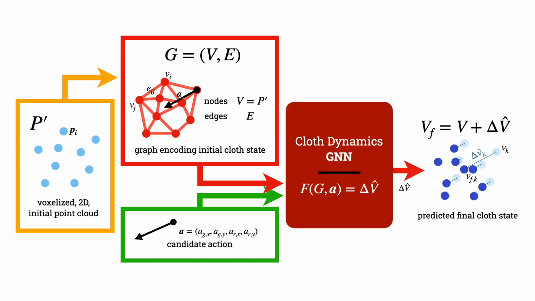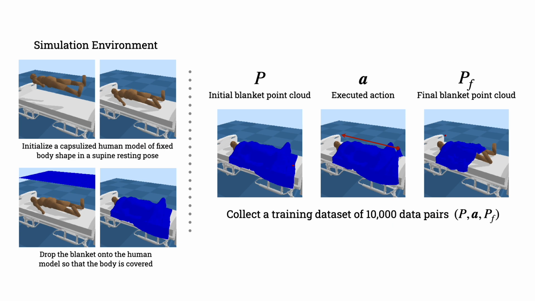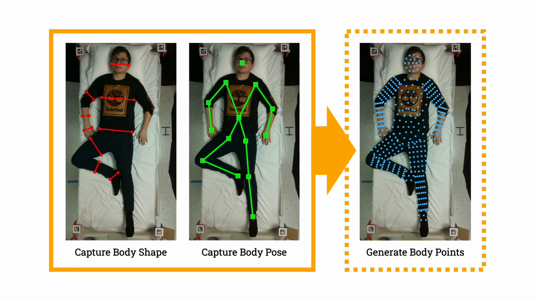We learn a dynamics model of the blanket using a graph neural network that, given a graph of the cloth's initial state and a perturbing action, predicts the displacement of the cloth, from which we can then compute the predicted final cloth state. We train our dynamics model on simulated data from executing 10,000 random actions to manipulate a blanket over a capsulized human model lying in a hospital bed. Our trained dynamics models can then be used to quickly optimize for actions that uncover target body parts without exposing other parts of the body.